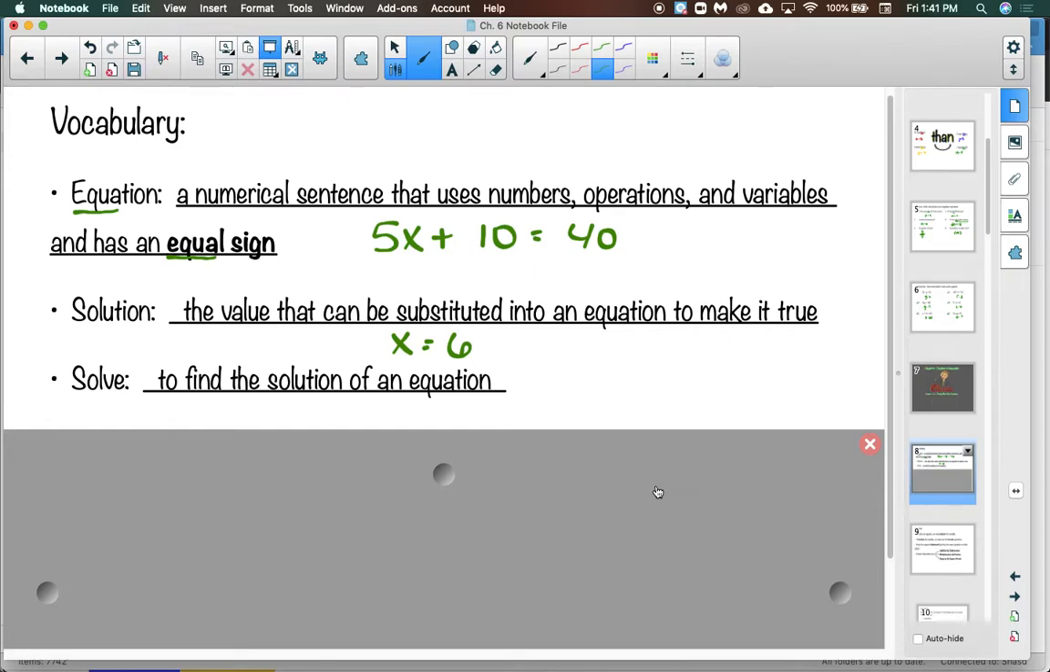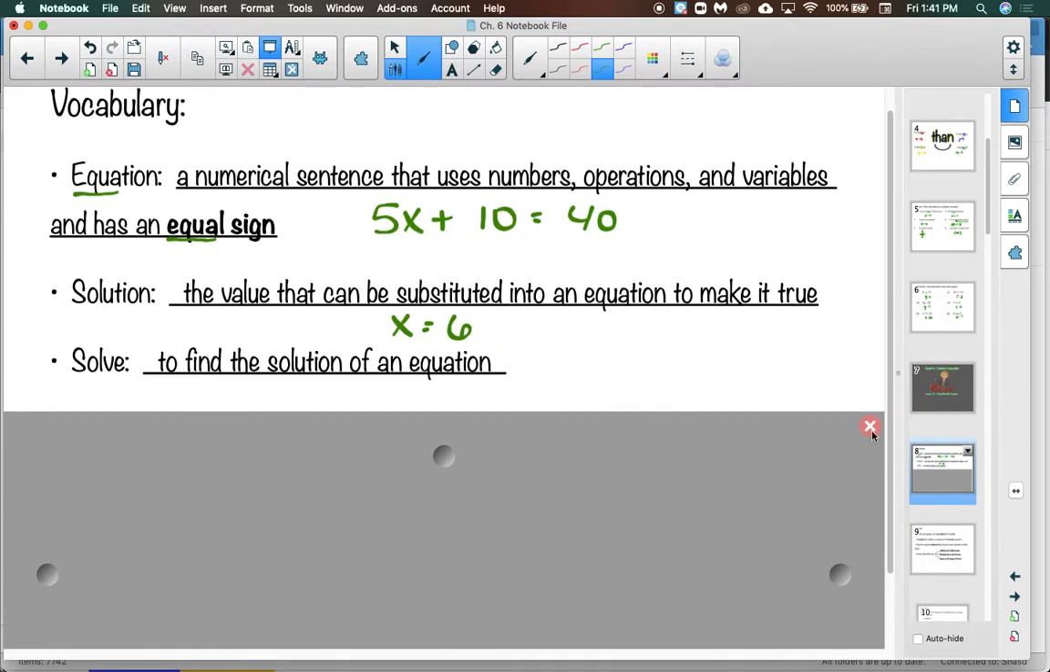Solve. Solve is a verb. It means to find the solution of an equation, so that's what we're doing right here. You didn't hear me say solve a lot prior to this, especially in Chapter 5. We weren't solving expressions. We were just simplifying them. In Chapter 6, we are solving. We are figuring out the value of those variables.